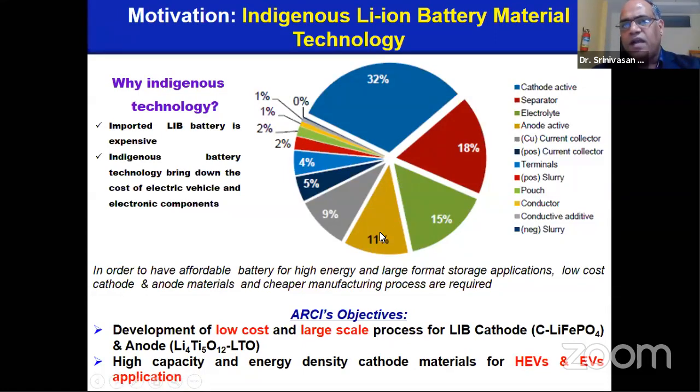Overall, if you see the cathode and anode materials, nearly 40 to 50% of the cost comes from materials alone. So if you have developed materials which are cost effective, that will really bring down the cost, because according to these statistics 50% of the cost of the battery is material. That's where ARCI is trying to develop indigenous material technology, with a cost-effective, large scale process to produce cathode and anode materials in large quantity, so that this material can be supplied to companies, and they can fabricate batteries for various applications.